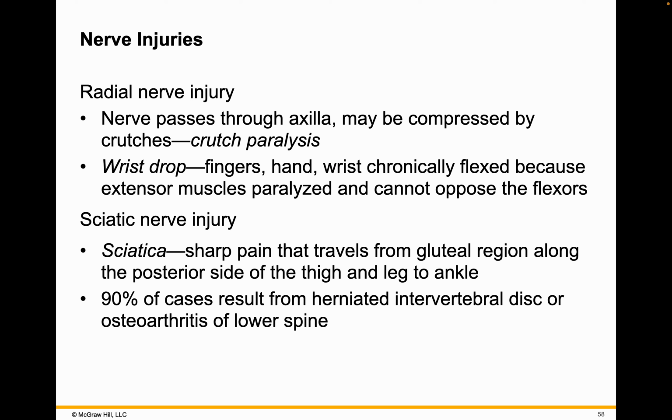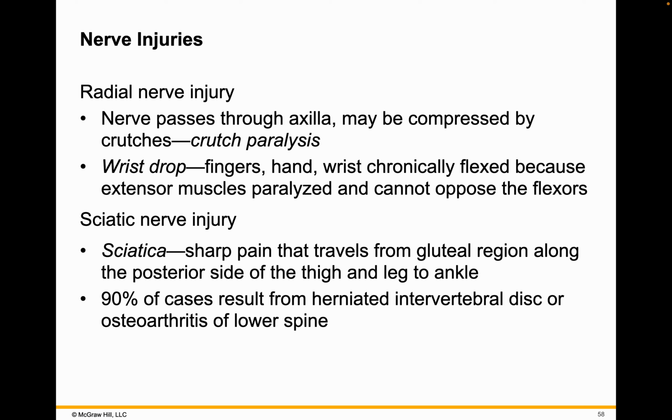Radial nerve injury. The nerve passes through the axilla and may be compressed by crutches, called crutch paralysis, leading to wrist drop. The fingers, hand, and wrist are chronically flexed because the extensor muscles are paralyzed and can't move, can't oppose the flexors.